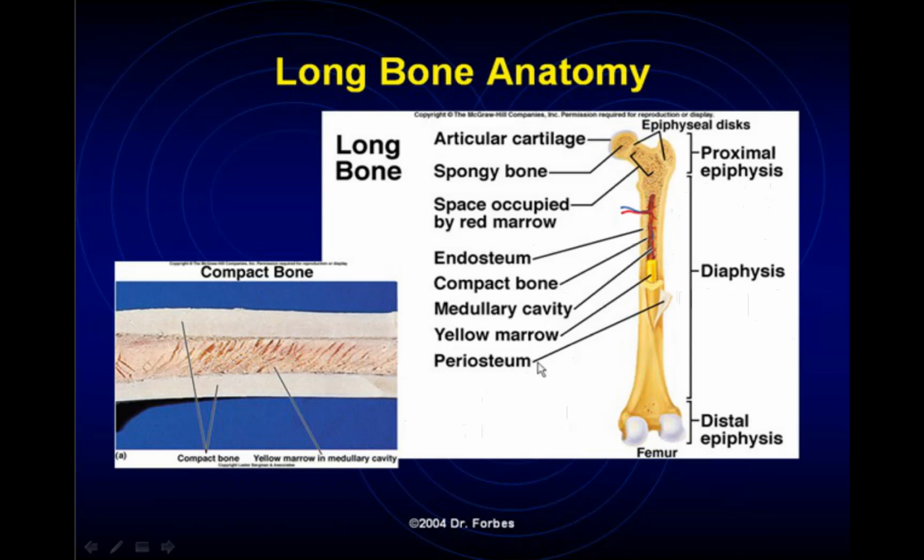called the perio, which means around, and oste, which means bone. Together, the periosteum. It's a tissue that actually encompasses the bone. Anytime you see a bone that your dog has been chewing on, this layer is missing. It decomposes and falls off.